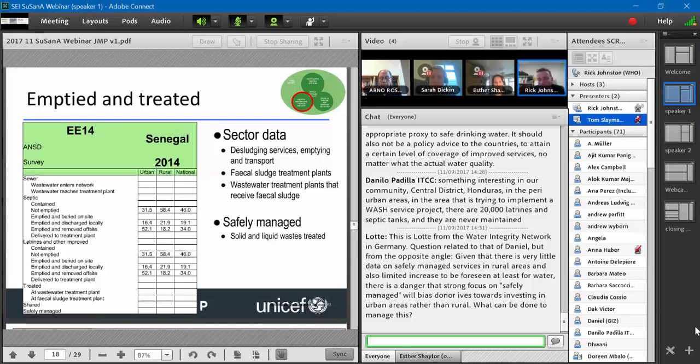But in order to be able to understand what is happening to the waste that has been removed from the household and taken away, we're not going to get that information from households themselves. We have to get that information from the sector. And so the sector may maintain information on desludging services, so the households which are covered by some kind of emptying service. We can also collect information on the number of fecal sludge treatment plants, the type of plants that are available, and the type of treatment that is being applied. And in order to be able to class it as safely managed, we're looking for treatment of both solid and liquid wastes. So we put these two pieces of information together, the information from the households about whether or not the pit latrines and septic tanks have been emptied, and the information from the sector on what is happening to that excreta.